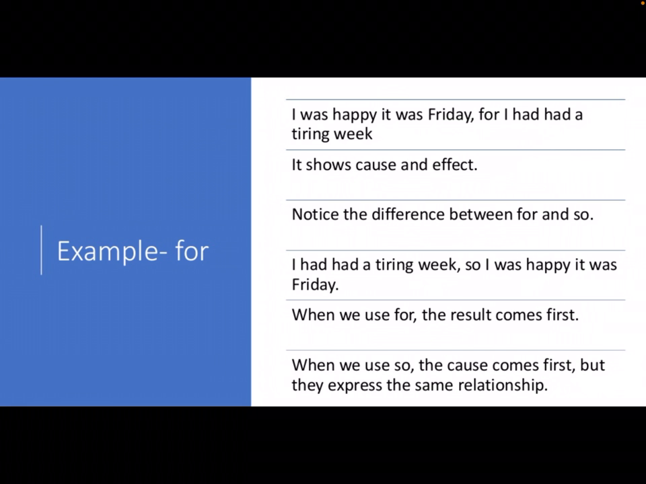We need to notice the difference between for and so. They are not the same thing. I had a tiring week, so I was happy it was Friday. Here we used so. I had a tiring week, so I was happy. I had a very hard week, so I'm happy it's Friday to rest.